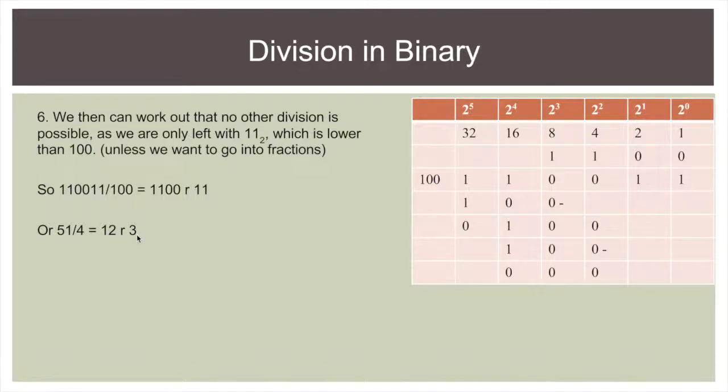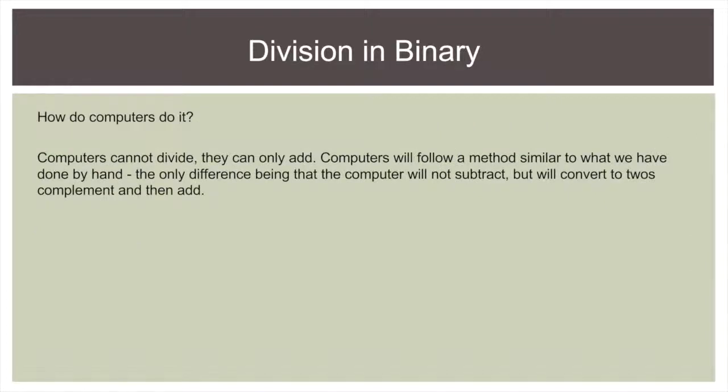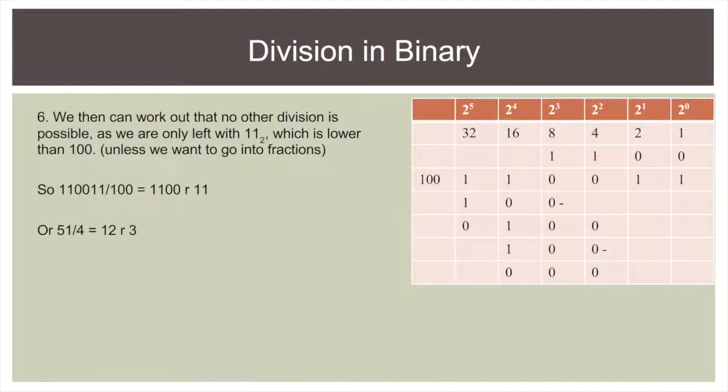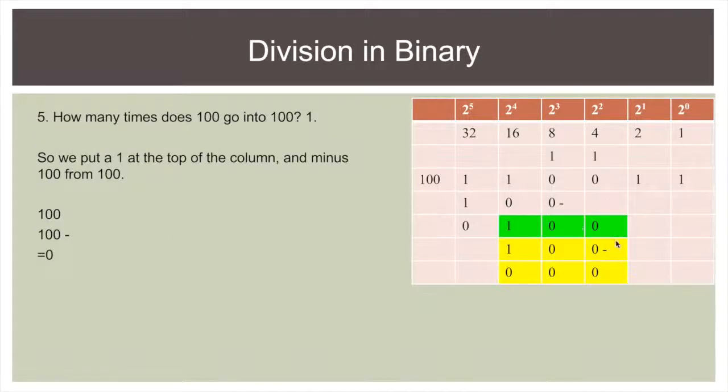And if we did that with decimals, we'd find the same answer too. So computers do the same thing. They can't divide, they can only add. And so they follow a similar method, except they don't subtract, but they convert to 2's complement and then add. So basically, when we go back here, we do the subtractions. Instead of doing subtractions, they would make this the 2's complement version of the number and then add it, just like we did with subtraction. Otherwise, the method's pretty much the same.